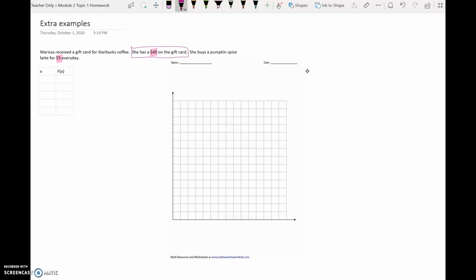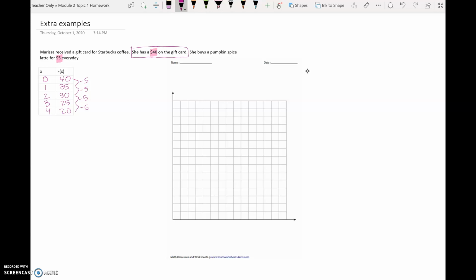So let's start with a table. On her starting day, she had $40. The next day, she spent $5. The next day, she spent another $5. And it keeps going. Basically, what we're doing every time is subtracting $5 because she's spending, right? So that would be my table.